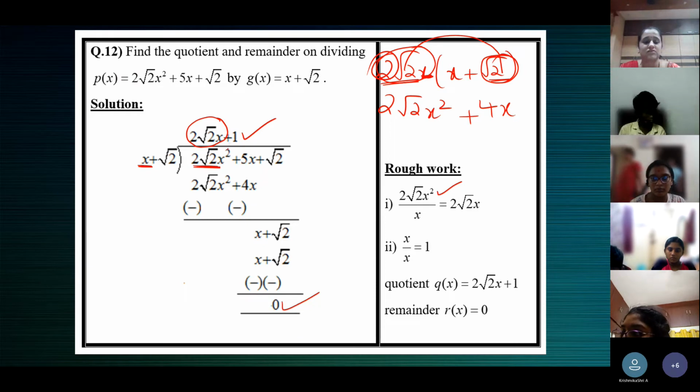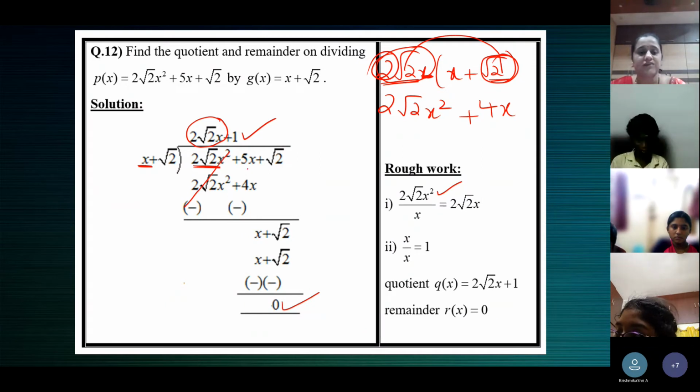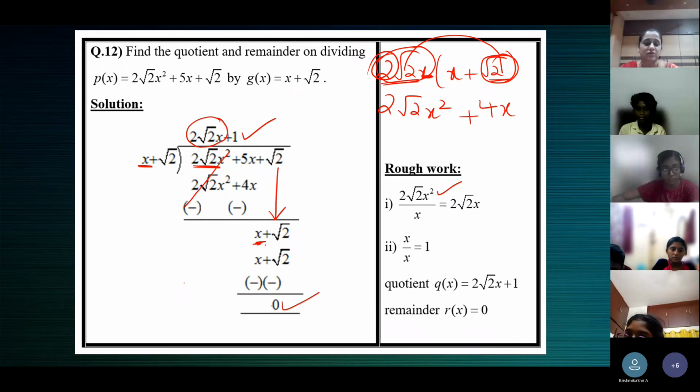And since this is plus 2 root 2 x square minus 2 root 2 x square gets cancelled, 0. 5x minus 4x is x. You can see it here, x. And this plus root 2 comes down.